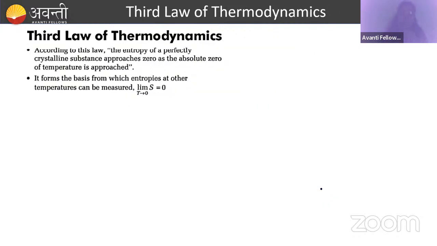Next, third law of thermodynamics. So what is the third law of thermodynamics? According to the third law of thermodynamics, the entropy of a perfectly crystalline substance approaches 0 as the absolute zero of temperature is approached. Okay, as the absolute zero temperature is approached. So at absolute zero temperature, the entropy of a perfectly crystalline substance is 0. That was the observation made, and that was the third law of thermodynamics.